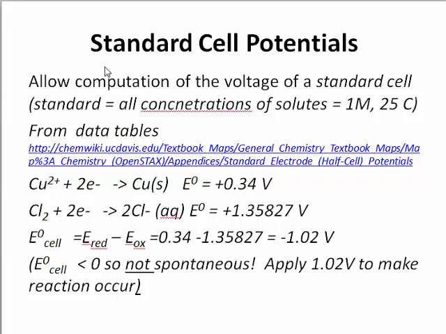The voltage, which in this case will be the voltage needed to apply to make the reaction go, can be calculated under standard conditions using standard cell potentials. I mean, these are had from data tables. This link represents a stable link to some electrochemical data tables. By standard, we mean all the concentrations of solutes are 1 molar and the temperature is 25 Celsius.